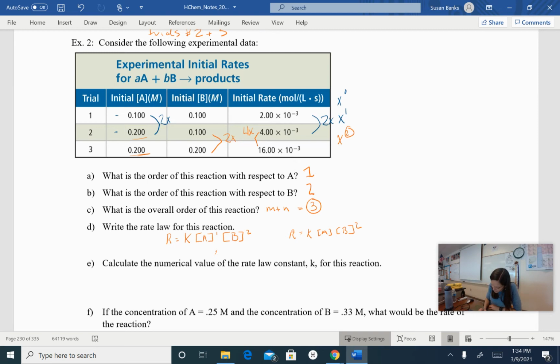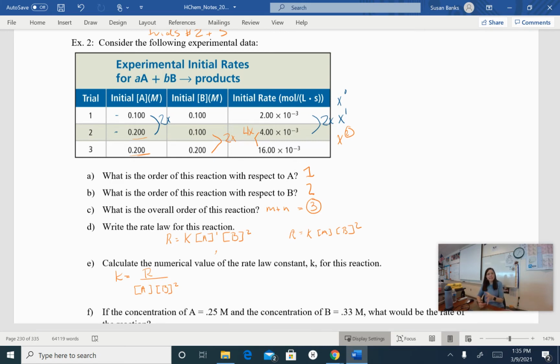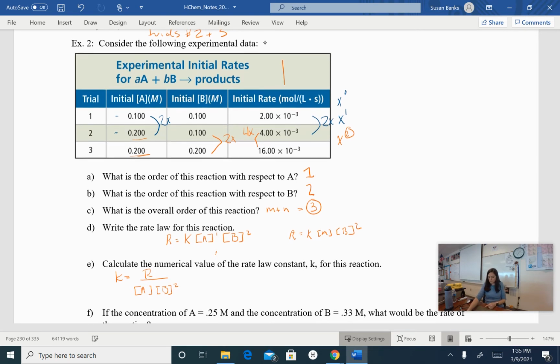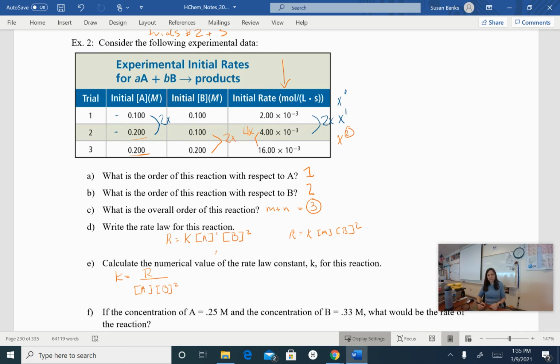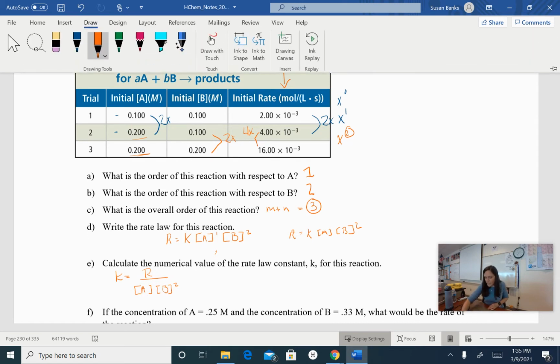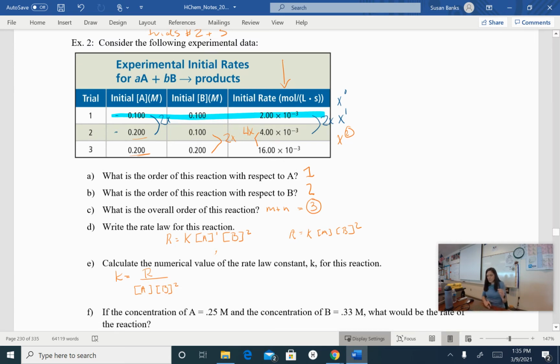So if I isolate for K, K is going to be equal to our rate divided by our concentration of A divided by our concentration of B squared. Okay? Now, honestly, I can take any one of these trials and plug in my rate, my concentration for A and my concentration of B, and calculate the rate constant. Now, I'm pretty lazy. I usually just grab the first trial because that's usually the easiest one to grab. So that's what I'm going to do here. I'm just going to grab the first trial.